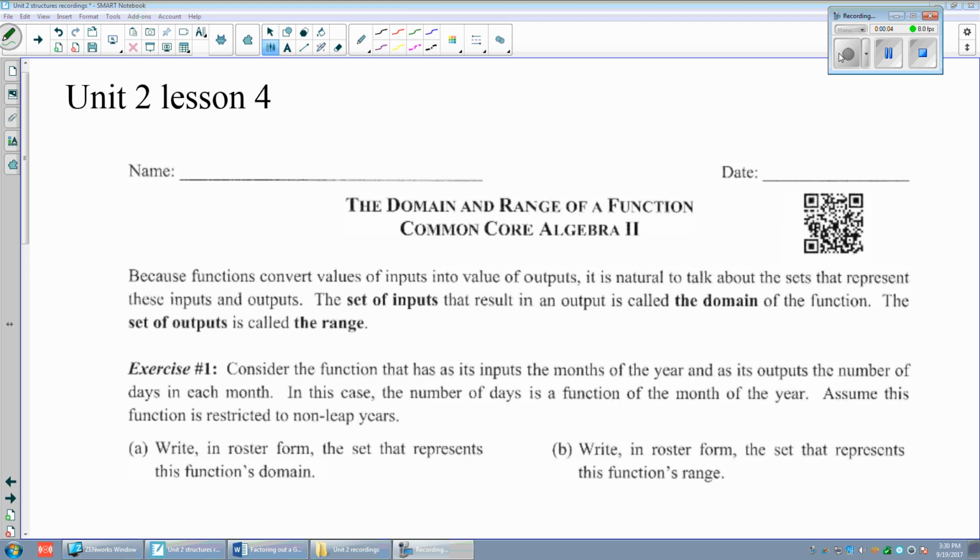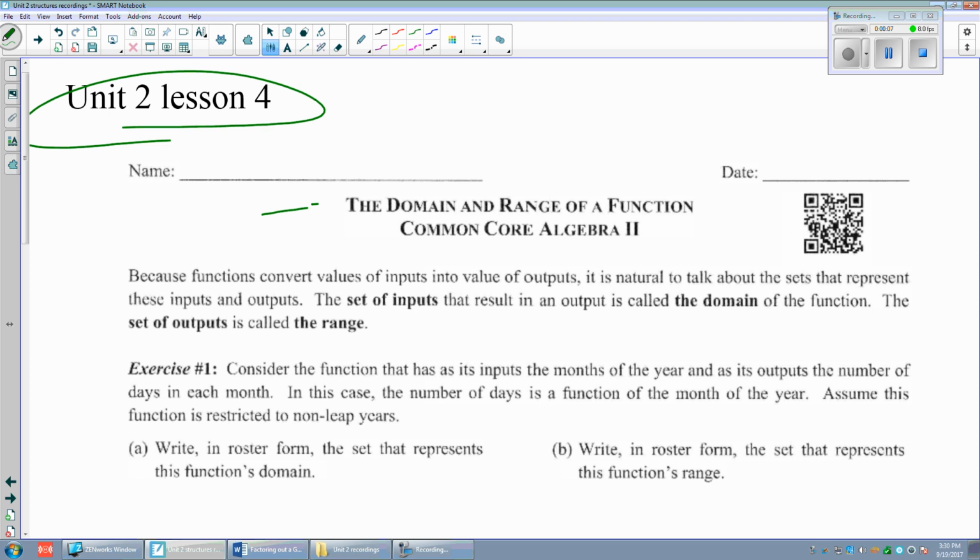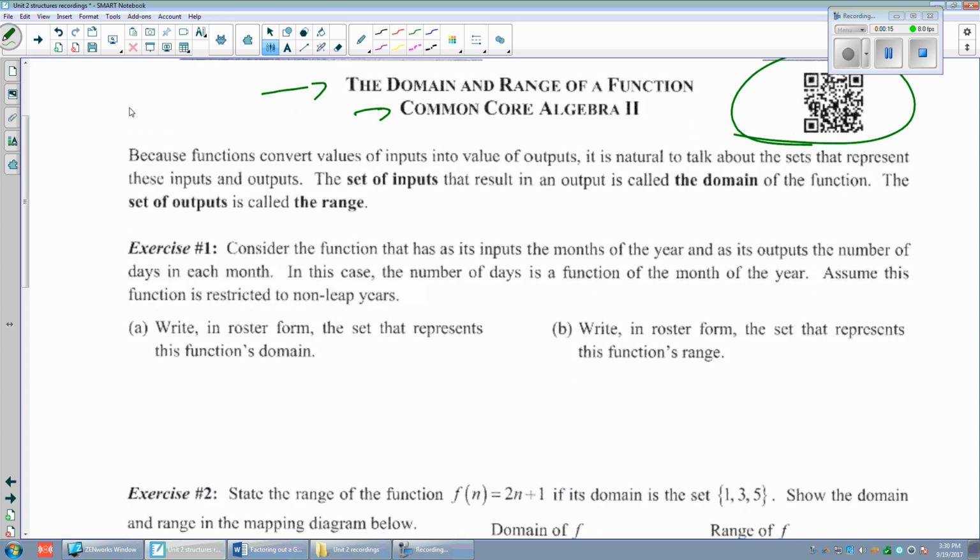This is Unit 2, Lesson 4. Domain and range of a function, Common Core Algebra 2, non-Regents version. If you don't understand what I'm saying, go ahead and scan that QR code. You can listen to the genius that made these worksheets.